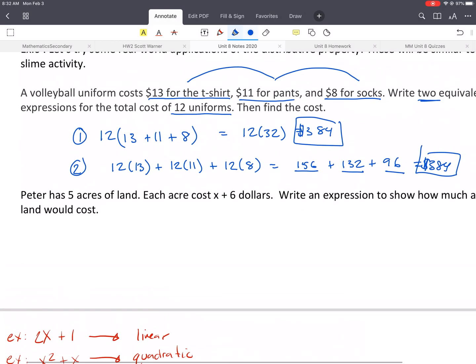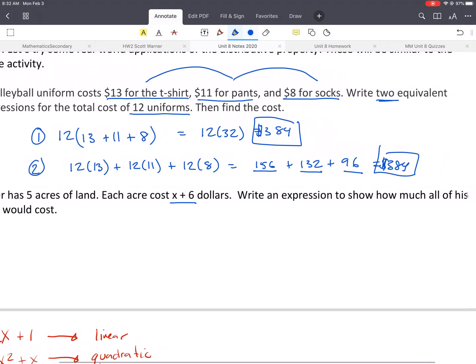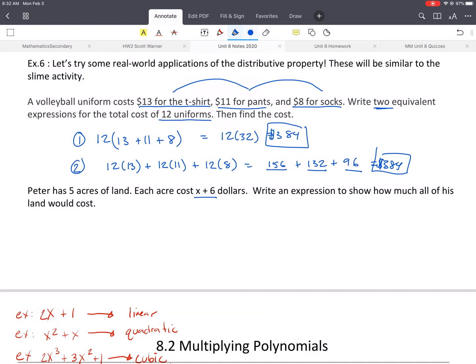Okay, and then the last one, Peter has 5 acres of land. Each acre costs x plus $6. Write an expression to show how much all of his land would cost. Okay, so 1 acre is x plus 6, but he has 5. So we would just multiply that by 5, and that would be an expression.